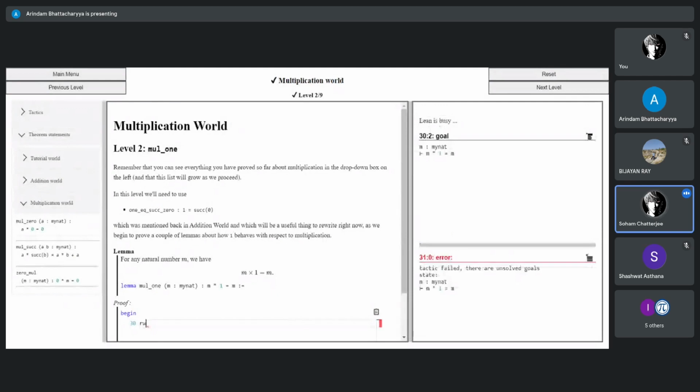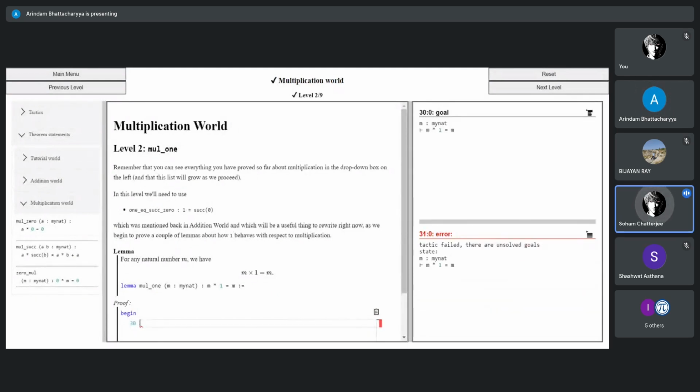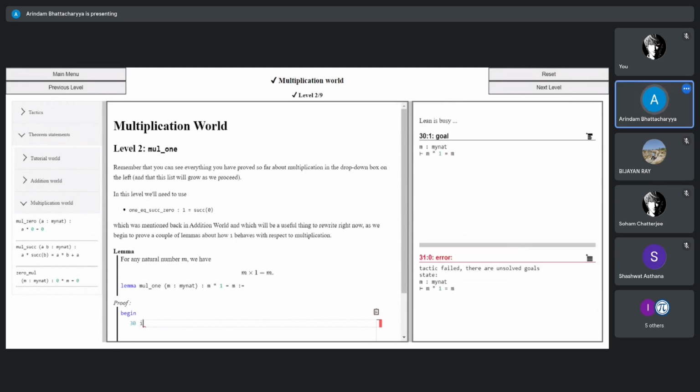The induction, with the induction name, will be... Do you have a headphone or something? Maybe put that on. I don't know, maybe the headphone issue. Why the echo? Actually, would the induction... We actually need induction. Let's see.